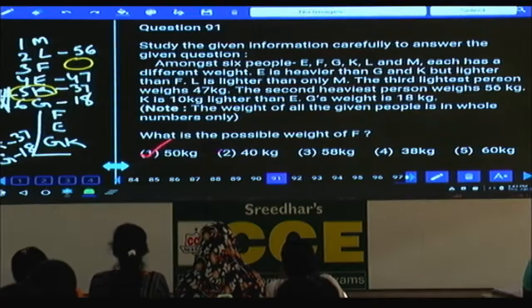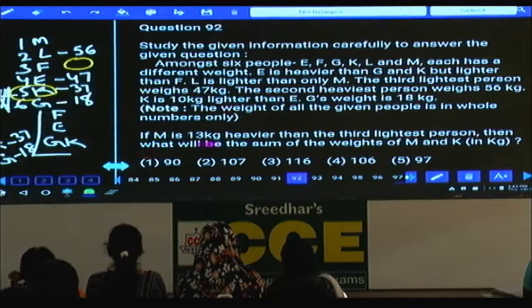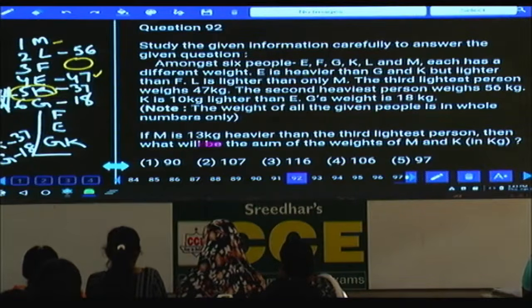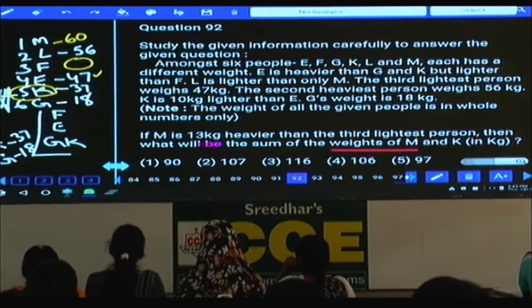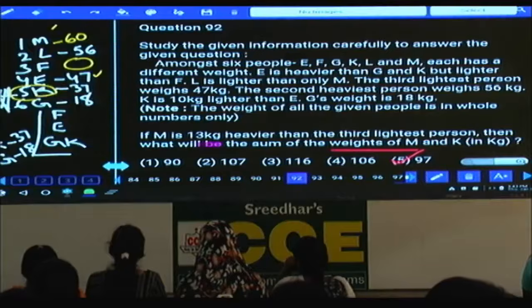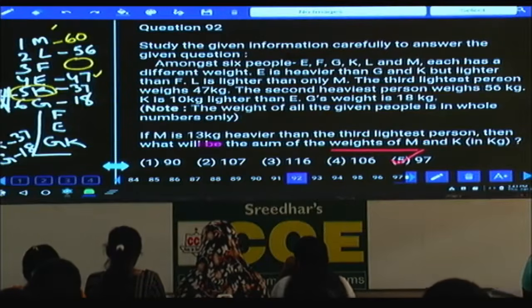Done with this? Then 92. If M is 13 kgs heavier than the third lightest person. Third lightest person is 47, 13 kgs heavier. Hence 47 plus 13 is how much? 60. If M is 60, then what will be the sum of the weights of M and K? M is 60, K is 37. 60 plus 37, that is 97, choice 5. 97, choice 5 is the answer.